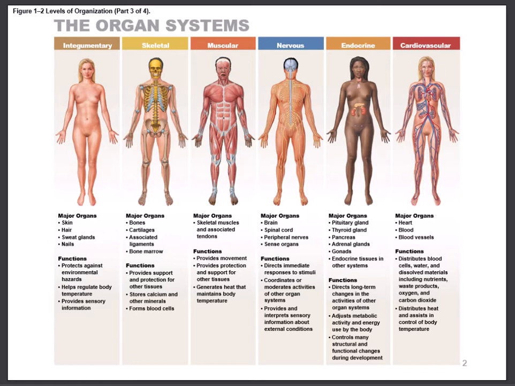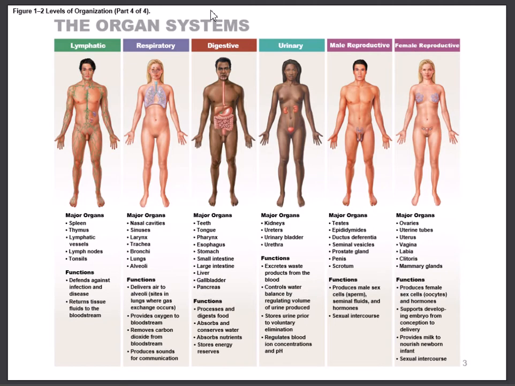So the 11 systems we're going to take a look at are the Integumentary System, Skeletal System, the Muscular System. We'll focus mostly on skeletal muscles. Then the Nervous System, Endocrine System. We'll take a look at an overview of the Cardiovascular System, Lymphatic System, Respiratory System, Digestive, Urinary, and then we'll finish up with the reproductive system, both in the male and the female.